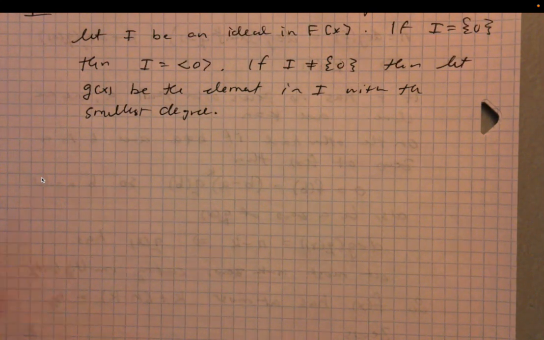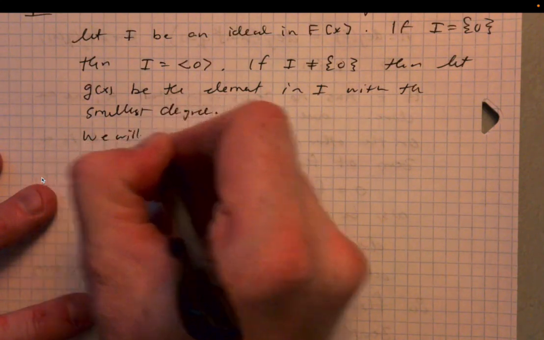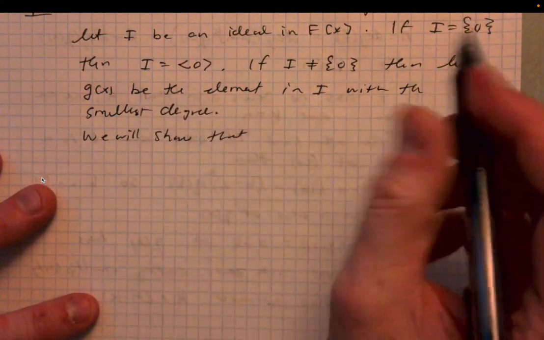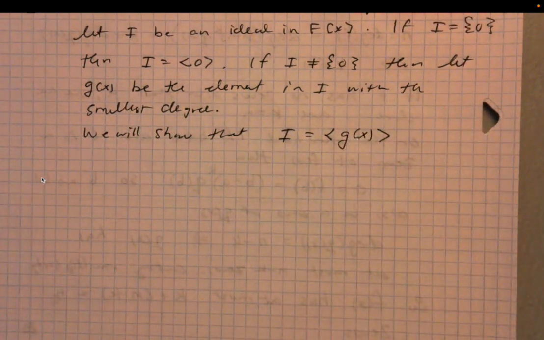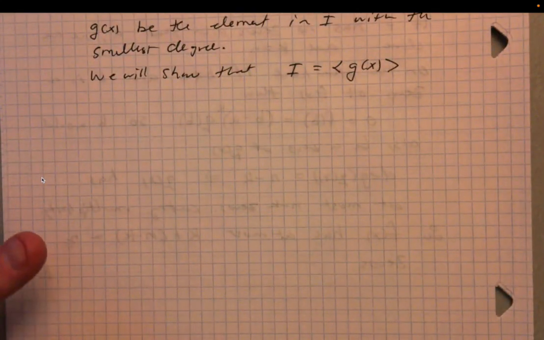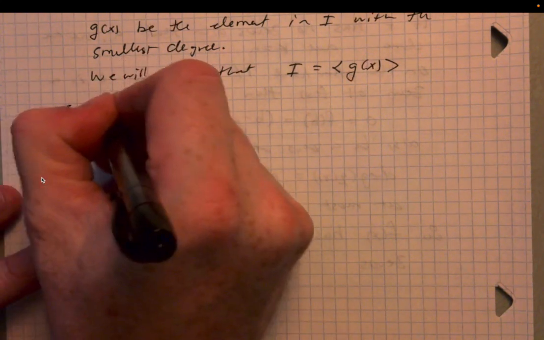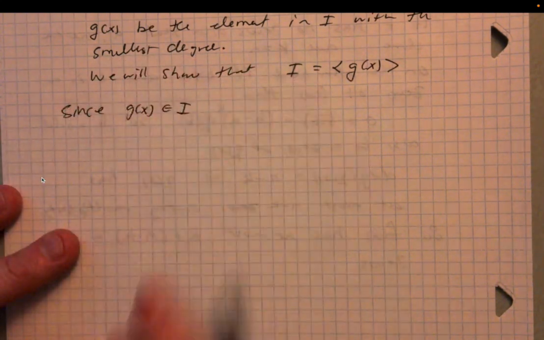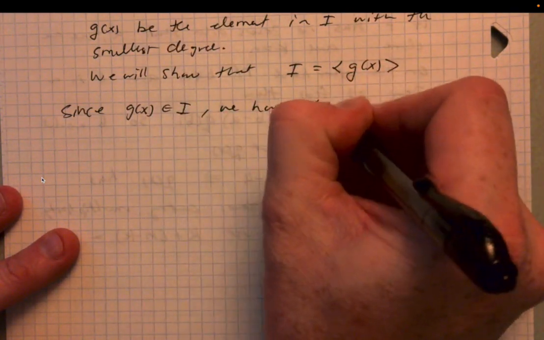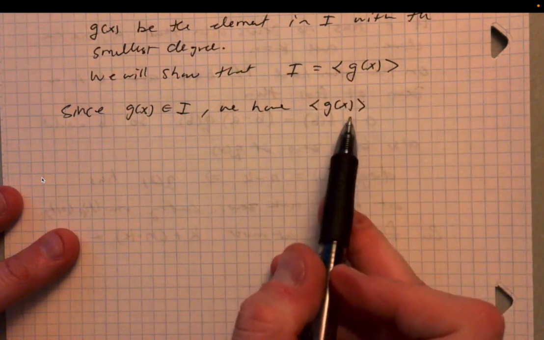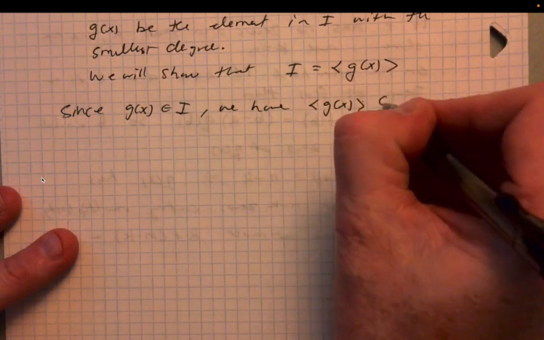Okay, and so what we're going to show is that our ideal is built up using g(x) in the manner specified in the previous definition. So how will we do this? Well, we'll start with the fact that g(x) is in I. Since g(x) is in the ideal, all of the elements we can multiply against g(x) must be in the ideal as well.